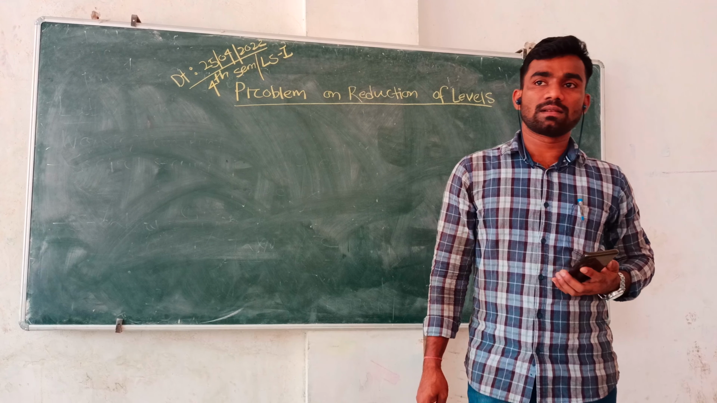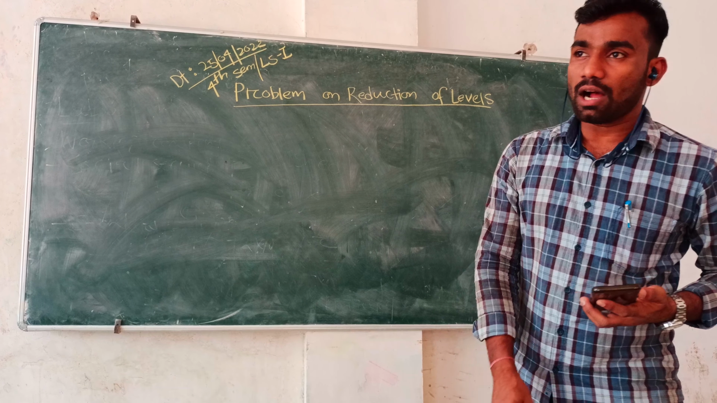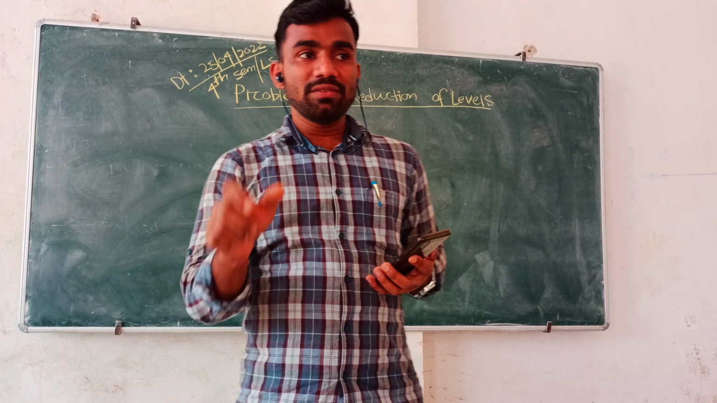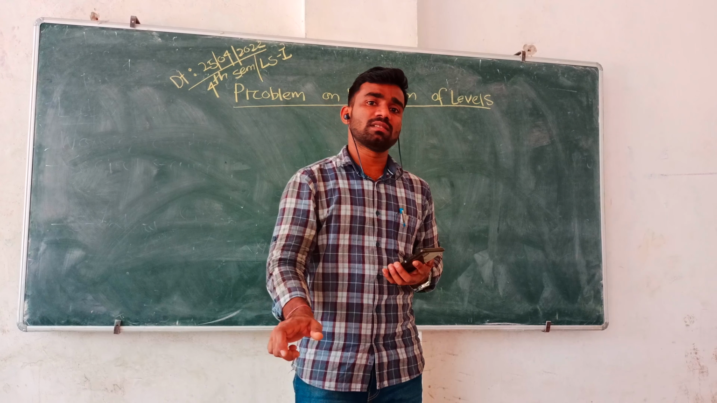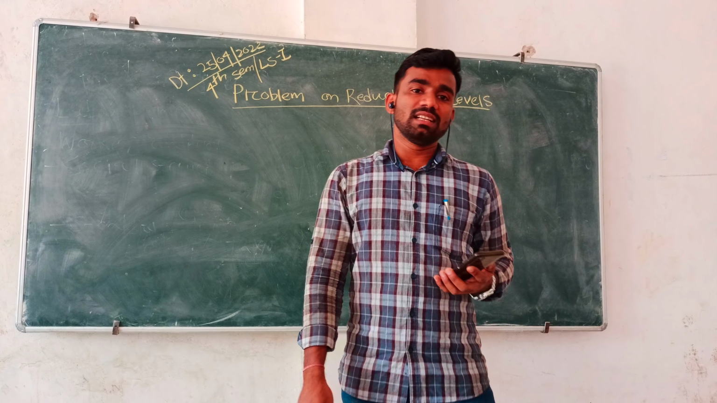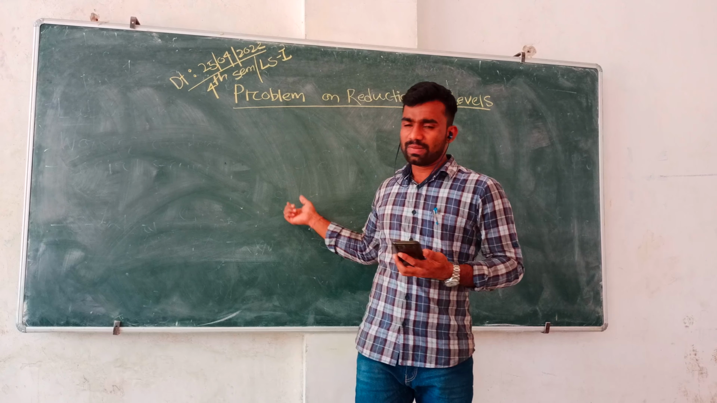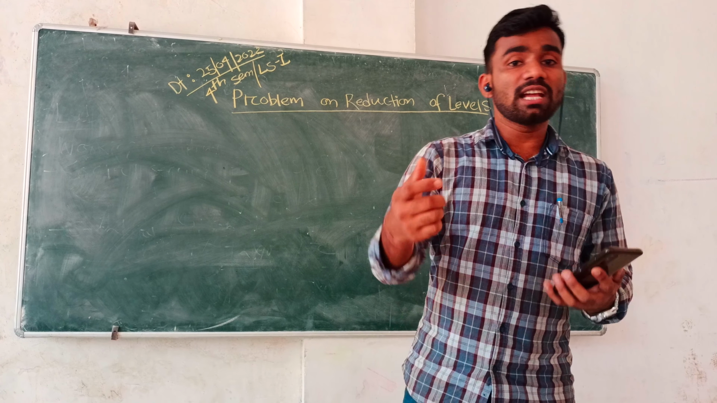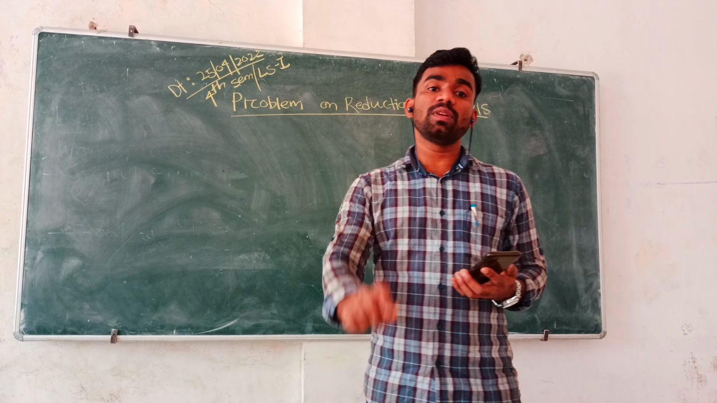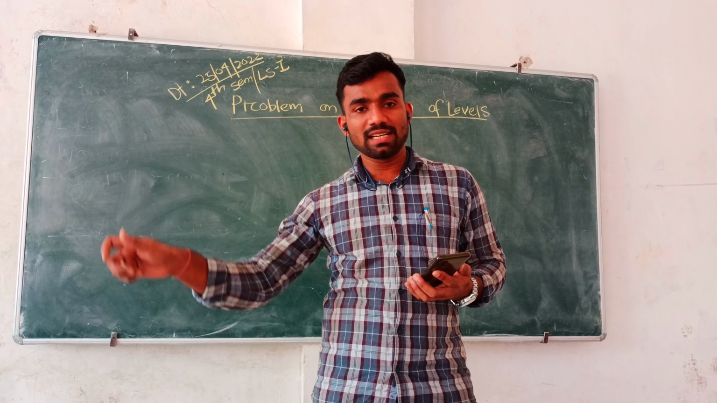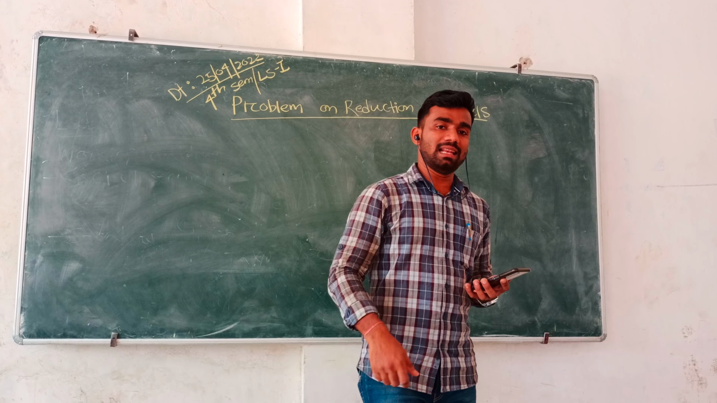Today we will discuss the learning chapter and how we can solve the problems of reduction of levels. If the tabular format of the reduction of levels of foresight, backsight, intermediate sight is given, then you can easily calculate by using the height of instrument method or rise and fall method. But if the tabular format is not given, then how can we prepare that table? Station, backsight, foresight, intermediate sight, rise, fall or RL.